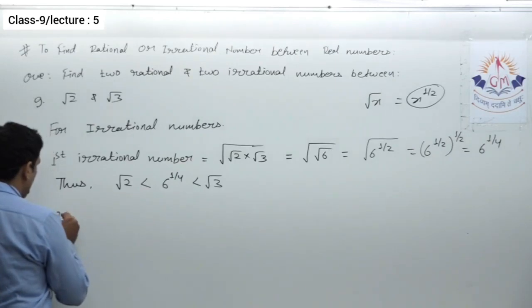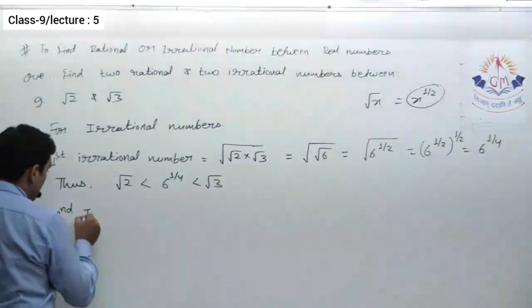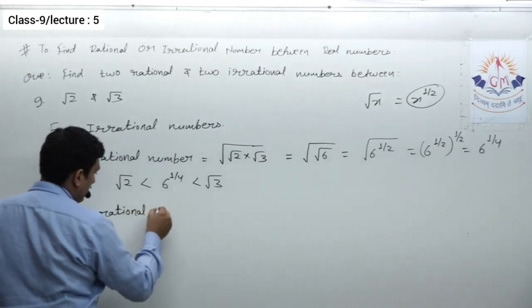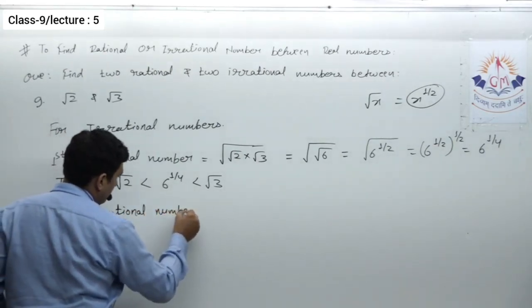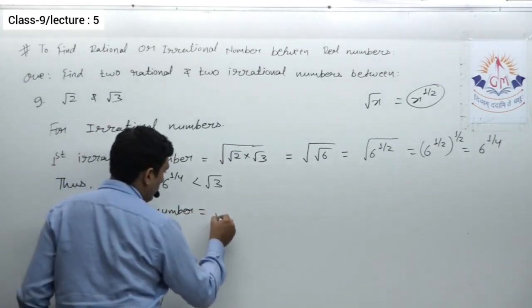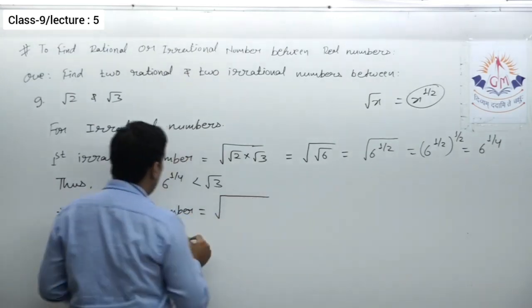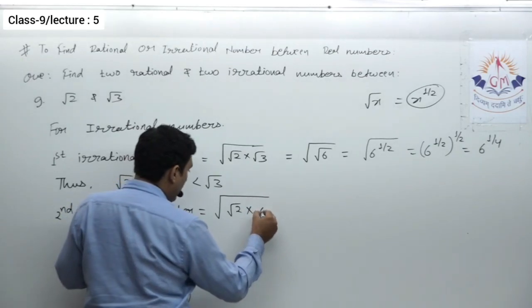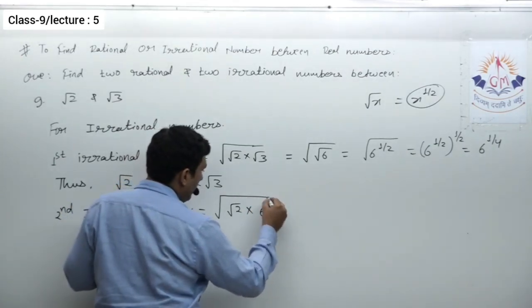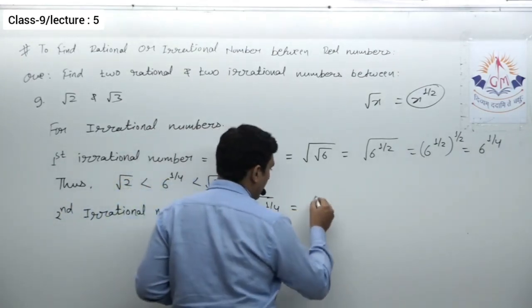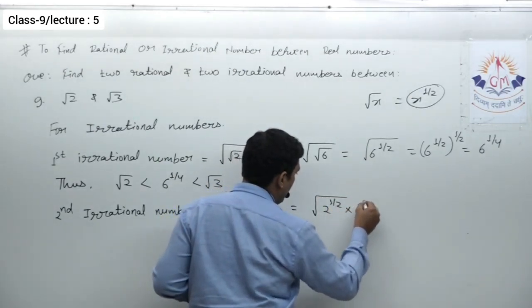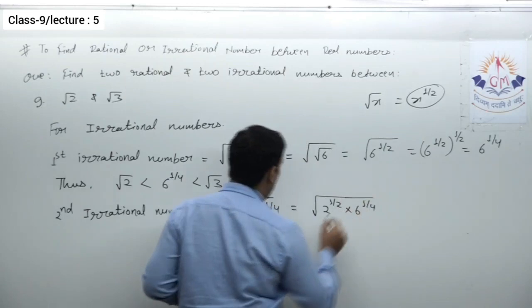Okay, so the second irrational number is equal to, now, root of this: root 2 multiplied by 6 raised to 1 by 4, or at the max I can write this as 2 raised to 1 by 2 multiplied by 6 raised to 1 by 4.